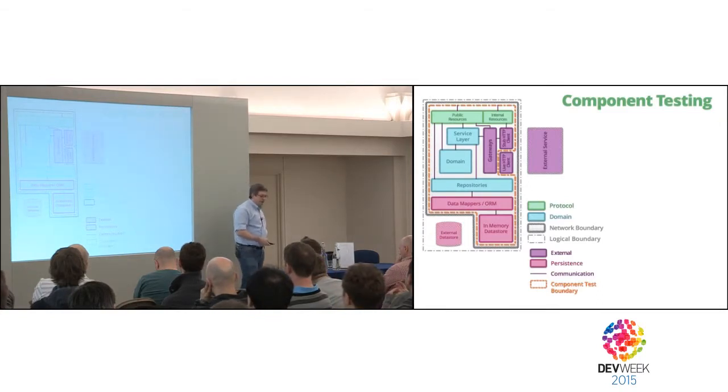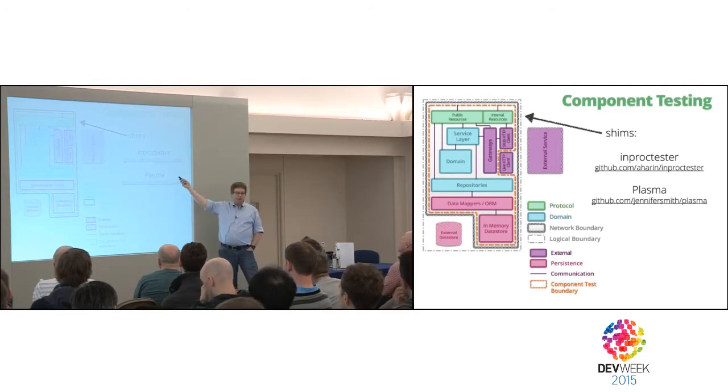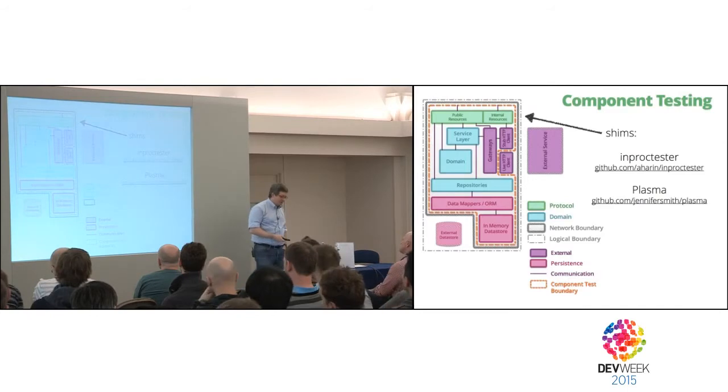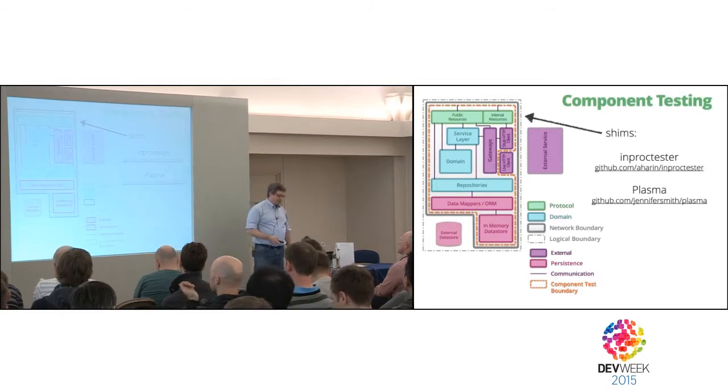The other way of doing this, there are some tools that allow you to do this that generate shims for you automatically if you want to mock out all these kinds of interactions. Nproc Tester and Plasma are both tools that allow you to do this level of component testing. Given some service, and given what it's expecting, it'll automatically mock those endpoints and things for you.